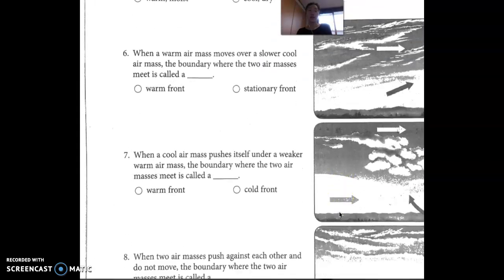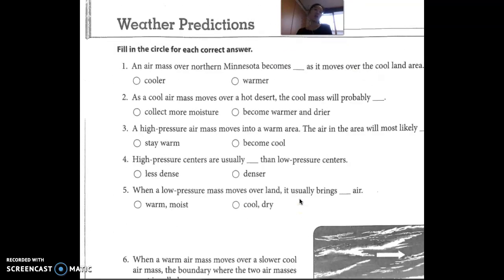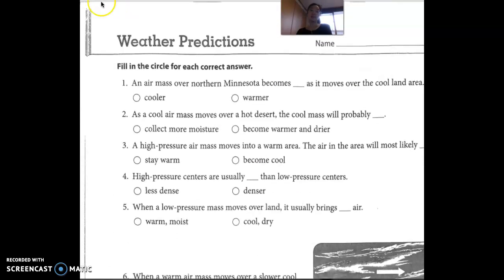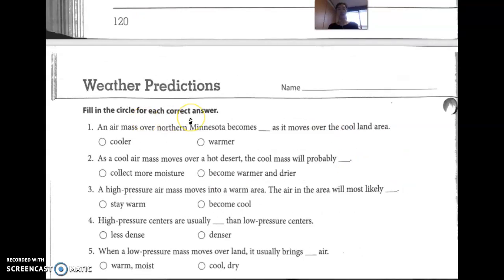So again, it's page 84. Try to do it on your own first. So pause the video here, and then when you're ready, go over the answers with me. Okay, let's see what you got. Fill in the circle for each correct answer. An air mass over northern Minnesota becomes blank as it moves over the cool land area.